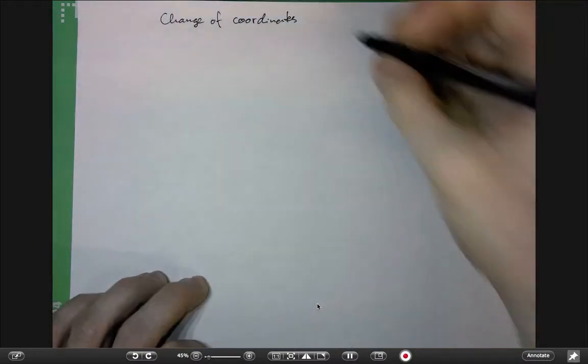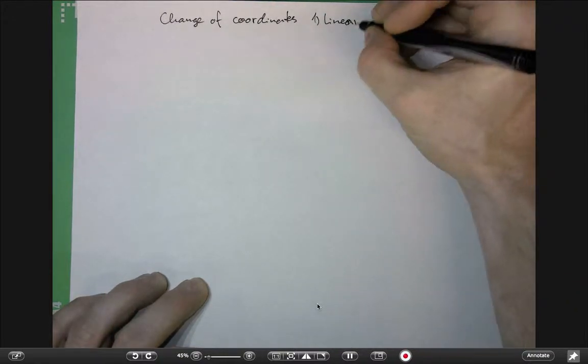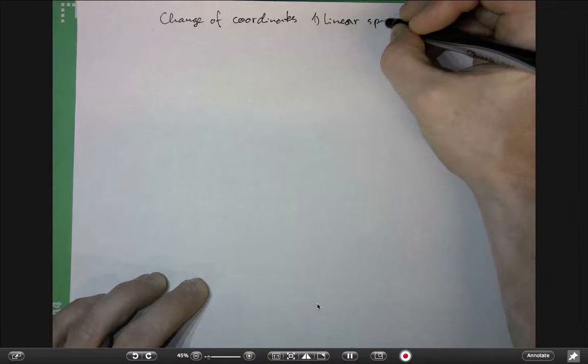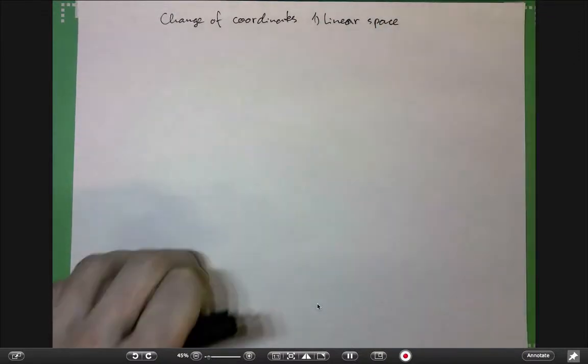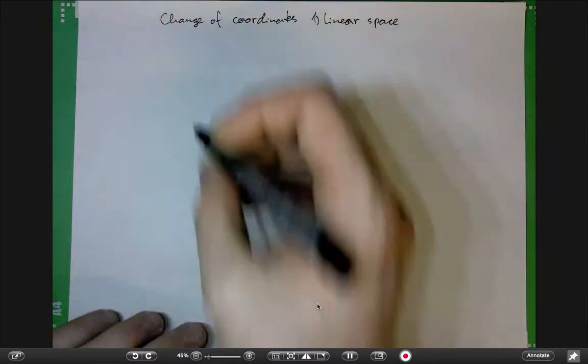And we will start first with just the linear or vector space. Linear space and vector space, that means the same thing. I don't think there is usually any difference. So let's look at an example.